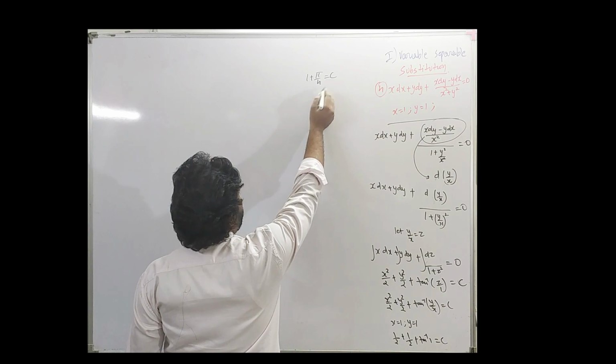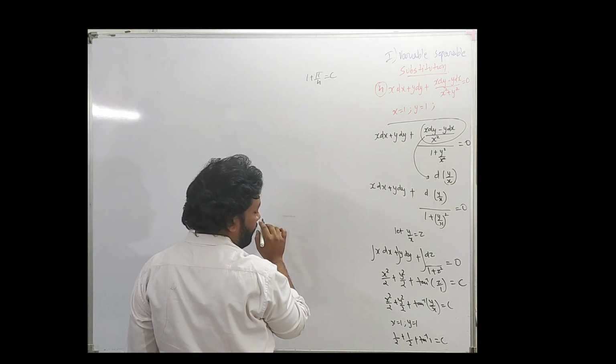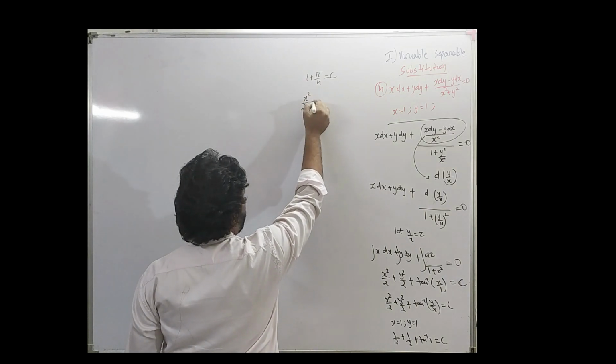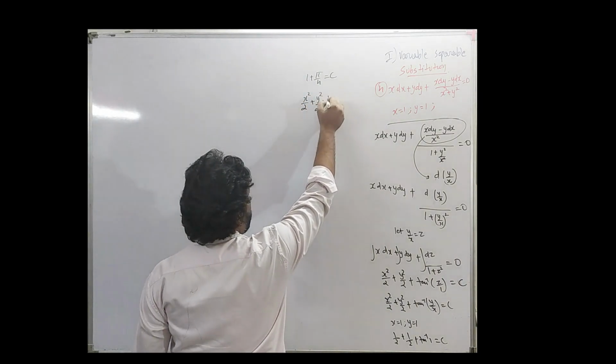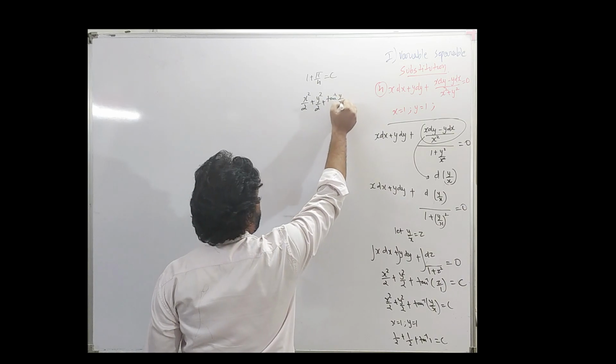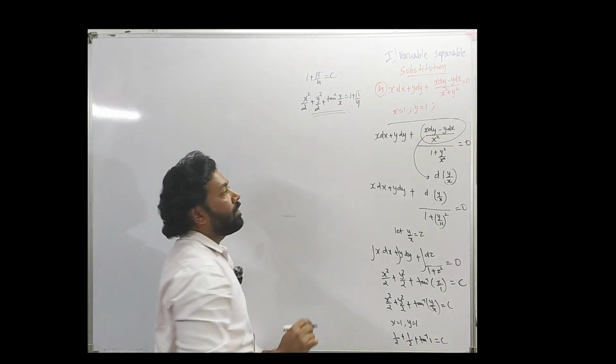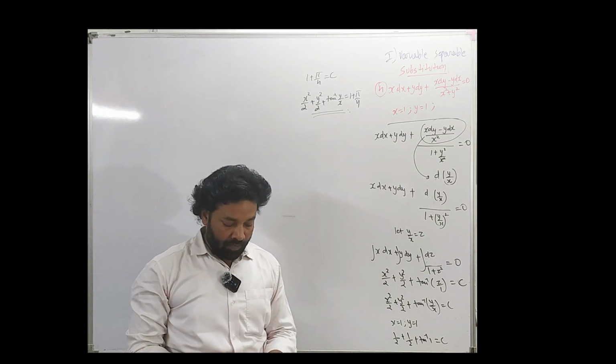Yes. So the value of the constant we have got. We can substitute the value of the constant in the equation. y square by 2 plus tan inverse of y by x equal to 1 plus pi by 4. So this is the solution of the given differential equation.